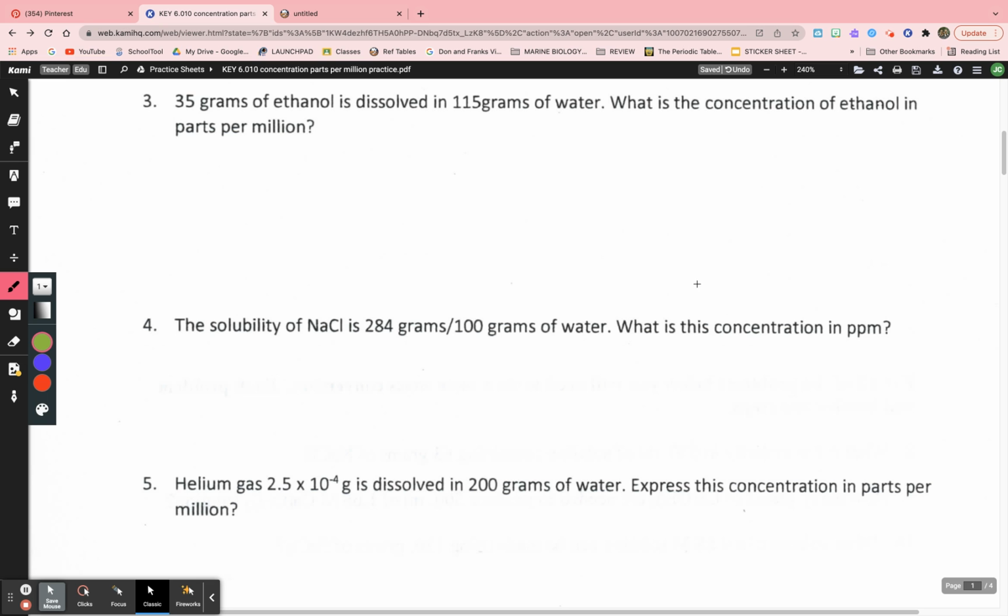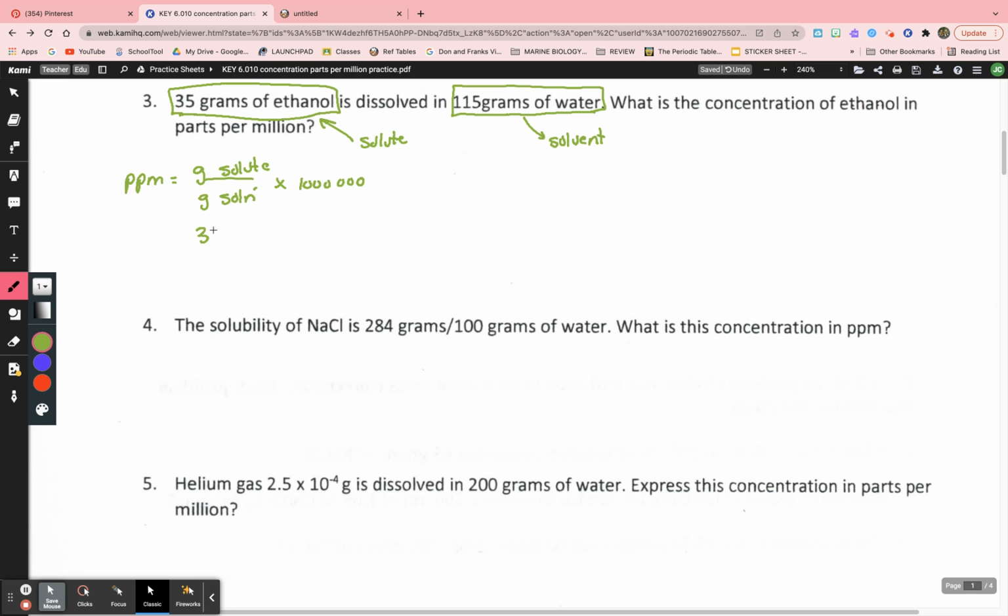Let's try number 3. 35 grams of ethanol, that's my solute, in 115 grams of water, that's my solvent. What is the concentration of ethanol in parts per million? So again, they gave us parts per million here, so we know that's the formula we use. Grams of solute over grams of solution. I'm going to abbreviate solution now, SOLN, times 1 million.